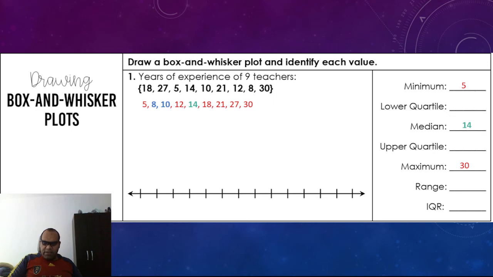It is 8 plus 10 divided by 2. Let me organize the data here to be sure everything is correct. 8 plus 10 divided by 2. 8 plus 10 is 18. 18 divided by 2 is 9. Equals 9. Okay, here is my lower quartile, 9. And my upper quartile, 21 and 27.